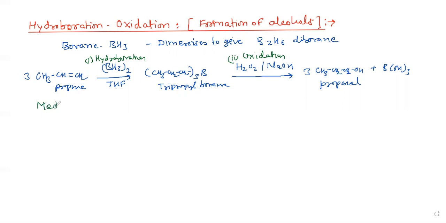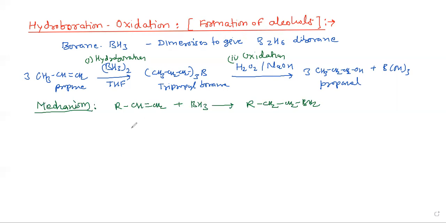Mechanism. We will see the general mechanism for this reaction. So first, this borane reacts with alkene RCH double bond CH2 plus BH3. It gives alkyl borane, that is RCH2CH2BH2. Alkyl borane is obtained.